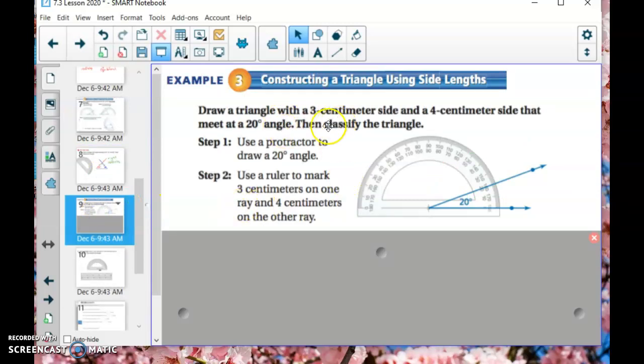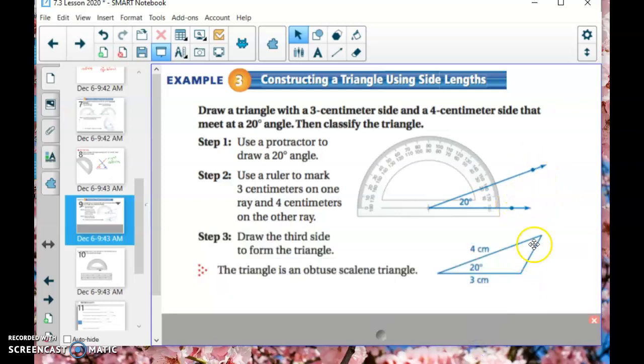Next up, using your protractor to draw a triangle with specific side measures. So 3 centimeter, 4 centimeter, and 20-degree angle. Luckily, your protractors also have rulers down here, so that makes it a little bit better. But what you start is you draw a 20-degree angle. Then use your ruler to measure this side being 3 centimeters, that's what the dot stands for. And then measure this side being 4 centimeters, that's what that dot means there. And then the last part is you're just going to connect those two dots together to make a 3 centimeter, 4 centimeter side that meet at a 20-degree angle.